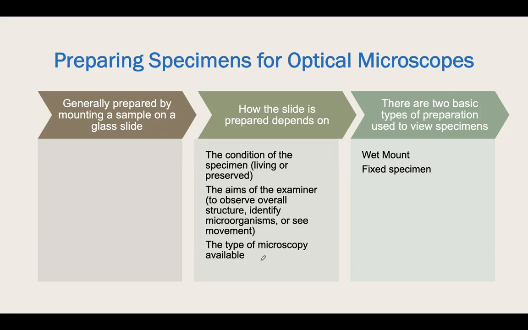Now, for mounting, there are two different types: wet mount and fixed mount. When it is a wet mount, it could be a dead sample or maybe a living sample. It could be both. When it is a fixed mount, that means it's a dead sample. To fix the specimen onto a slide, it requires the specimen to be killed.